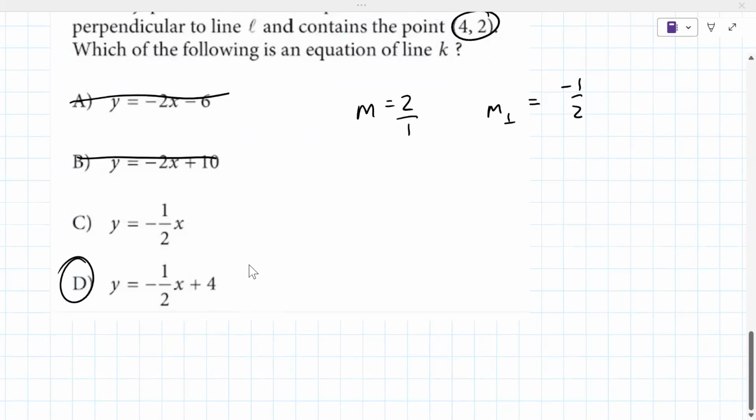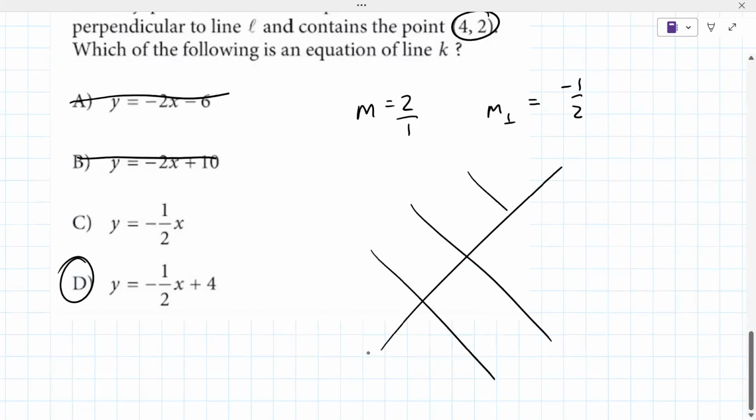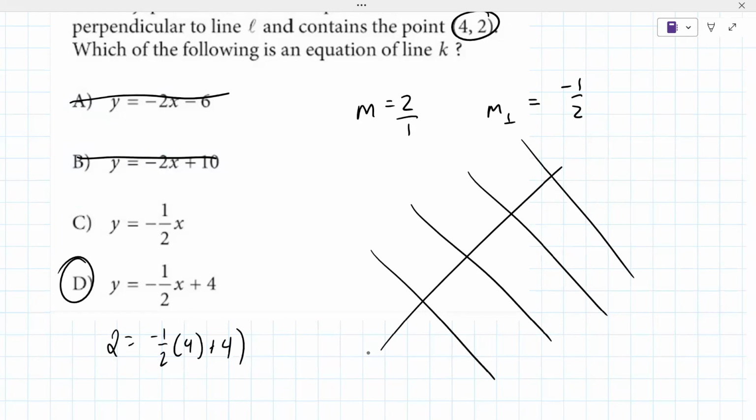If I draw a line, there's a lot of perpendicular lines. Okay, so the 4, 2 is just the one that happens to go through. In this case, we're saying that 2 equals -1/2 times 4 plus 4. Is this a true statement? That's what I was asking. And it does.